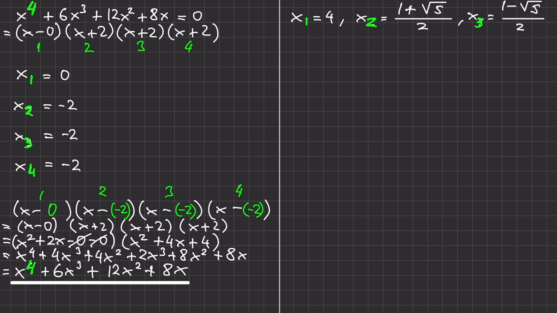The linear factorization for a third degree polynomial looks like this. X minus the first zero in parentheses times x minus the second zero in parentheses times x minus the third zero in parentheses. Now we are going to plug in the given zeros. So we get x minus 4, x minus (1 plus the square root of 5) over 2, and x minus (1 minus the square root of 5) over 2.